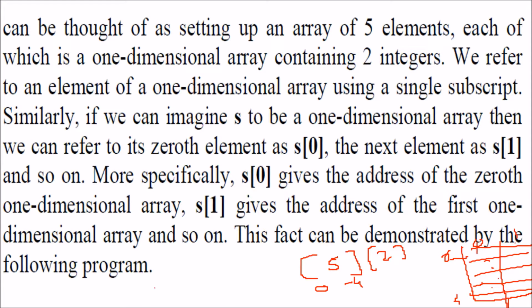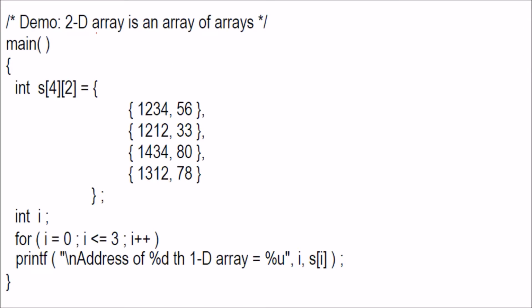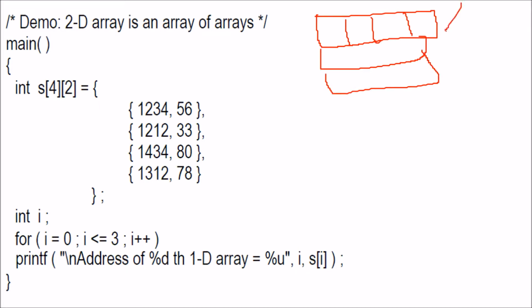So the 0,0 value is s[0][0]. This is the value we are talking about. Say somebody says s[2][1], we are talking about this value, right? So a 2D array is actually an array of arrays. A single-dimension array is okay, we have seen that. But when we have multiple arrays, this is a two-dimensional array.